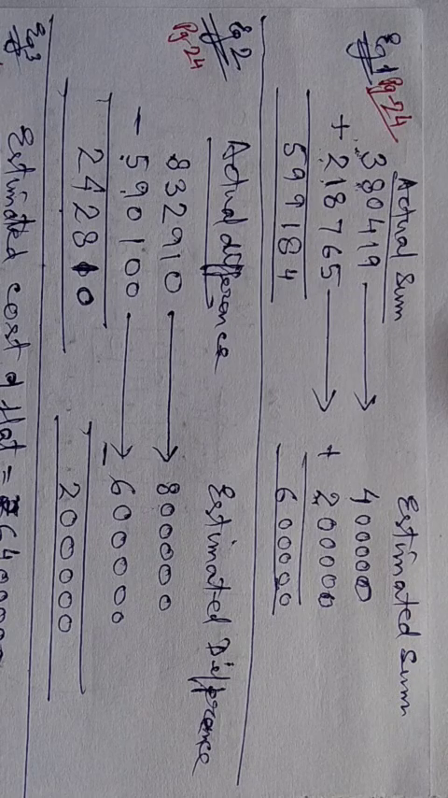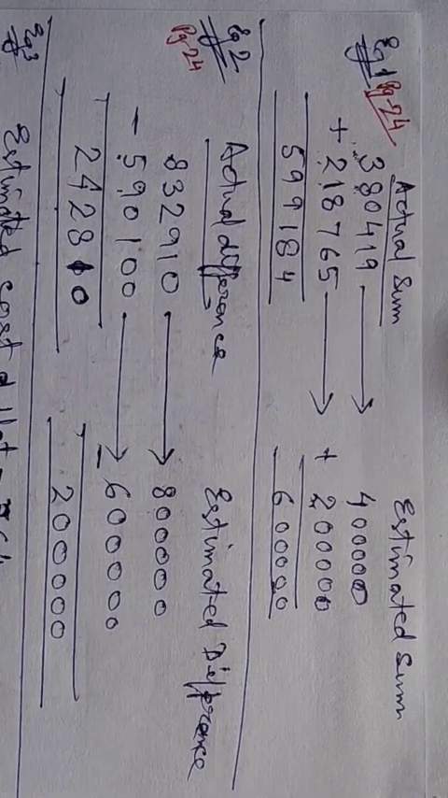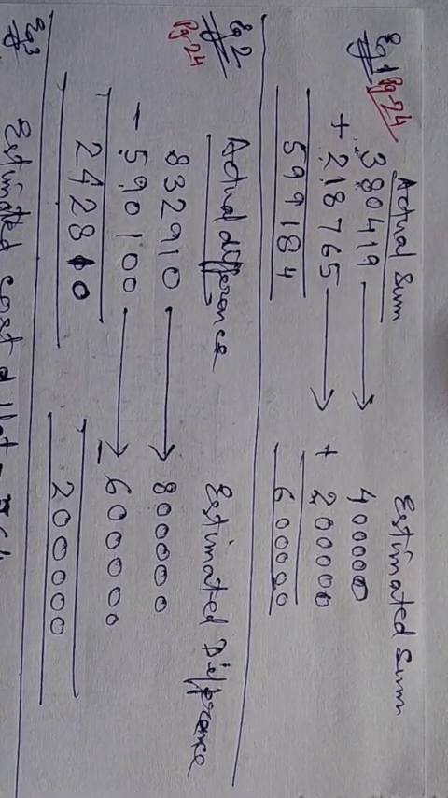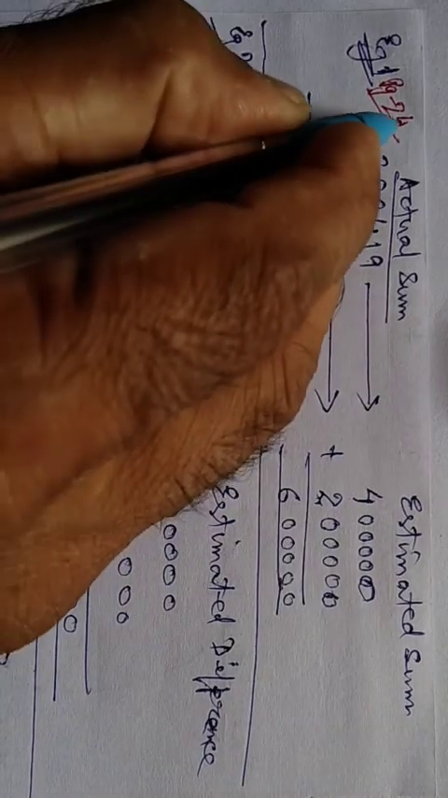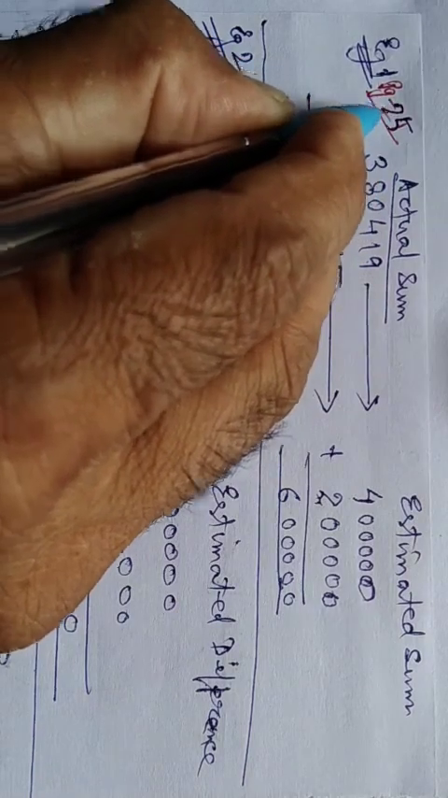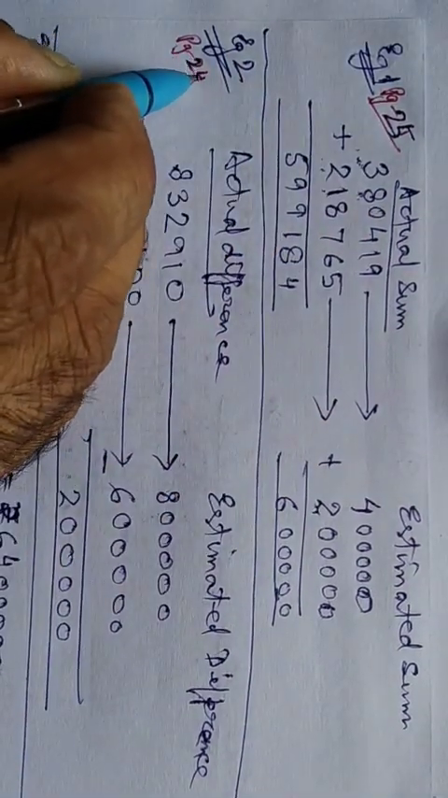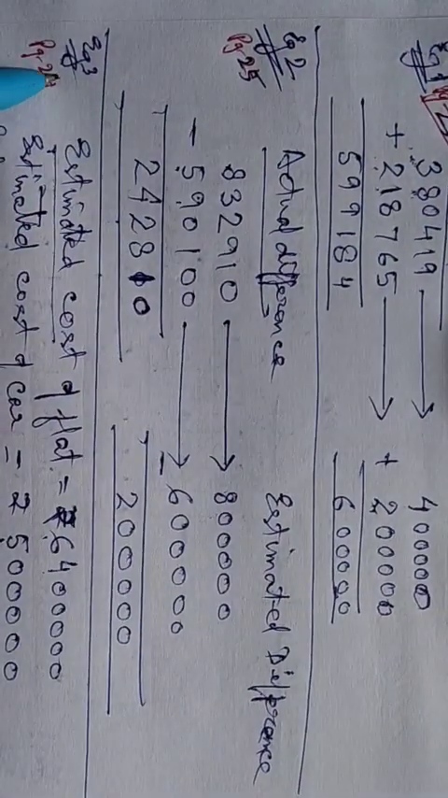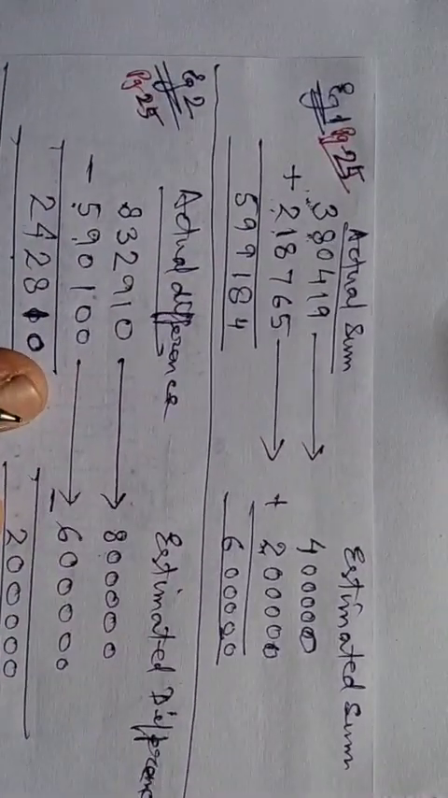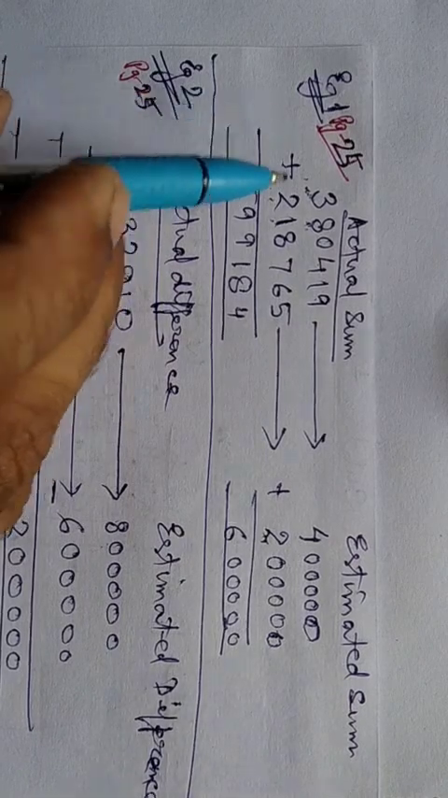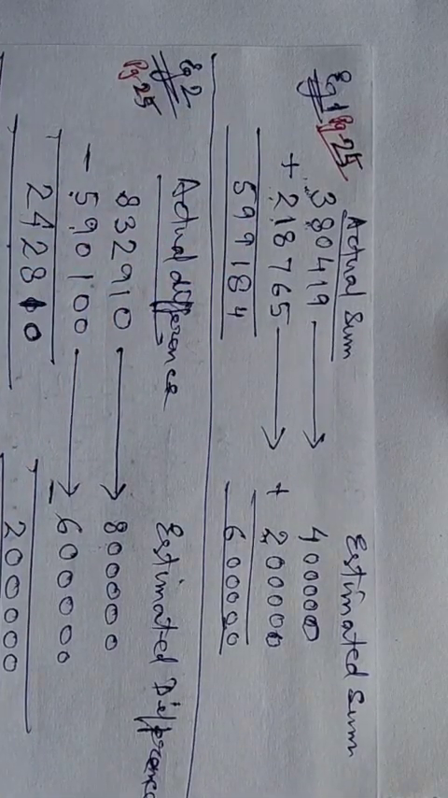Now children, here we shall understand the examples given on page number 25. Four examples are given there. Let us see them one by one. First, example 1: find the actual and the estimated sum of the two numbers by rounding off to the nearest lakh.